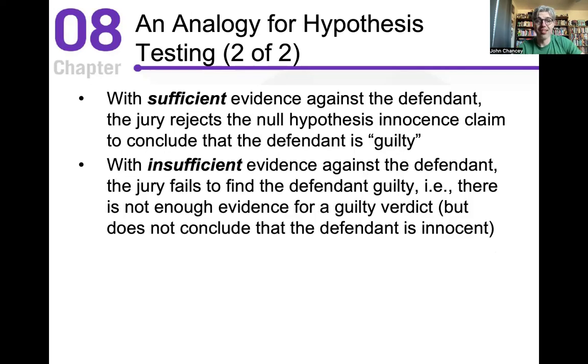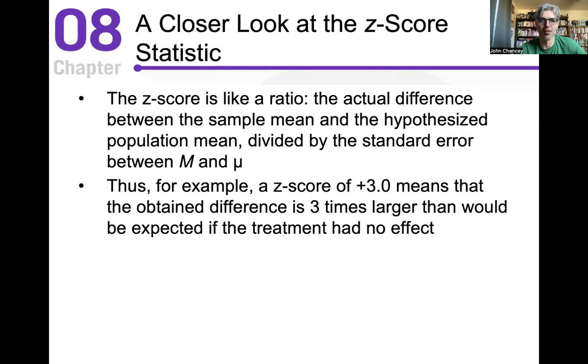With sufficient evidence against the defendant, the jury rejects the null hypothesis of innocence and concludes that the person is in fact guilty. With insufficient evidence against the defendant, the jury will fail to find the defendant guilty. There's just not enough evidence, which doesn't necessarily conclude innocence, but just says, hey, you're not guilty. We don't have enough evidence to convict. So that's an analogy for a way of thinking about that.